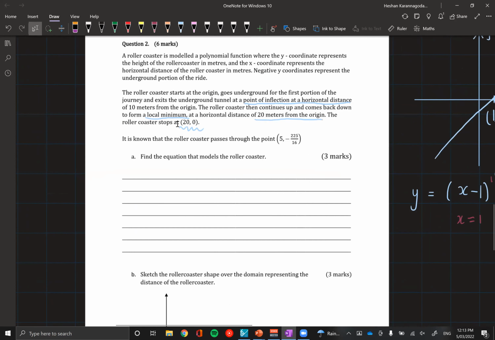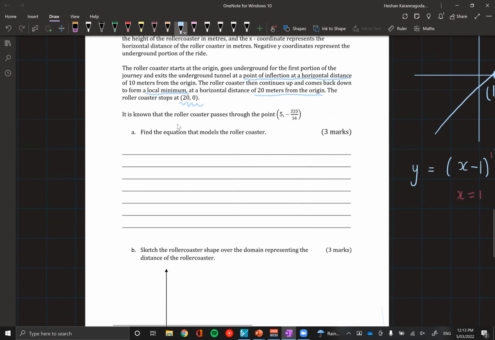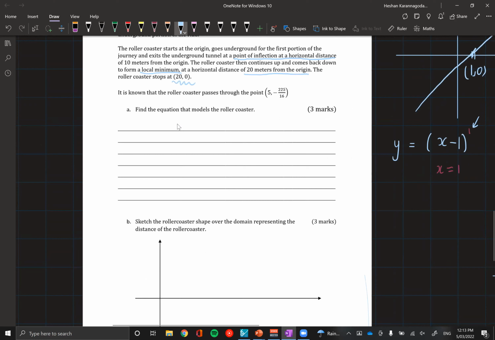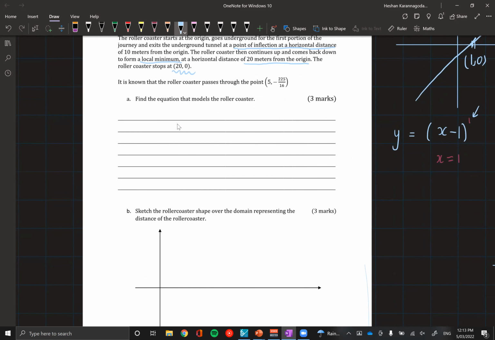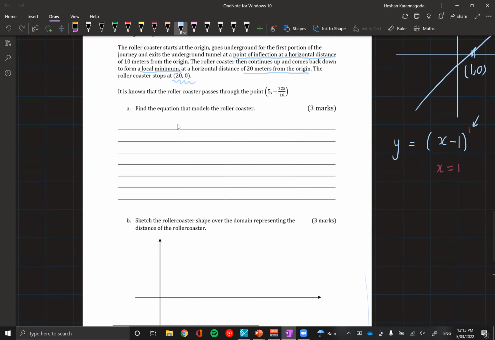So now that we know that, if we go back to this question and try to understand what they're saying, it says the roller coaster starts at the origin, goes underground for the first portion of the journey, and exits the underground tunnel at a point of inflection at a horizontal distance of 10 meters. So there's two things they say. It starts at the origin. So if it starts at the origin, it means that it's going to cut through the origin. So I know that x = 0 is going to be one of our solutions.